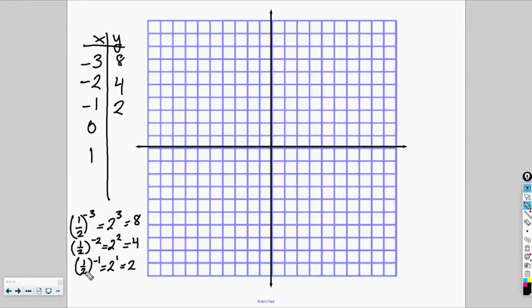If we plug 0, we don't even have to write this one down. 1/2 to the 0th power, just like anything to the 0th power, is 1. And then 1/2 to the 1st power is just 1/2, or 0.5. Okay, now let's plot those values to see what happens. -3, -8. Sorry, -3, +8. -2, 4. -1, 2. 0, 1.